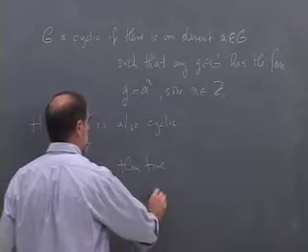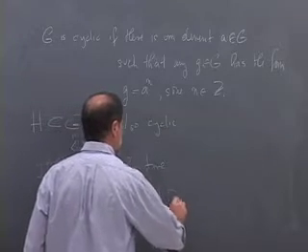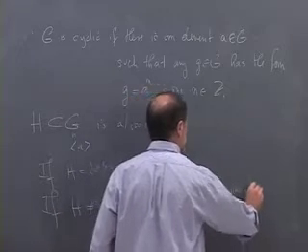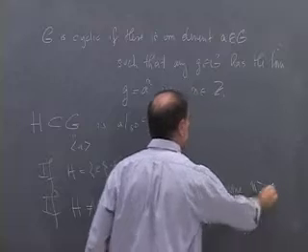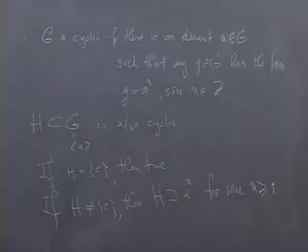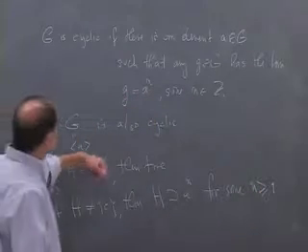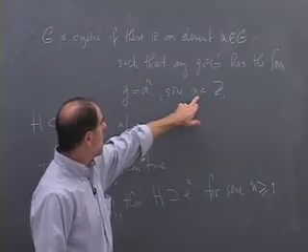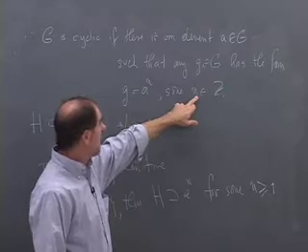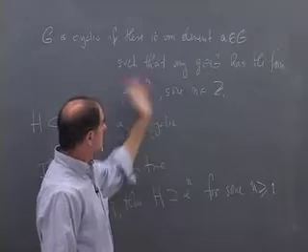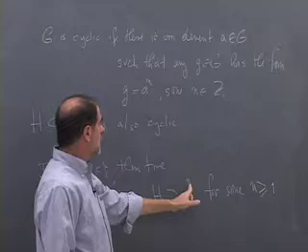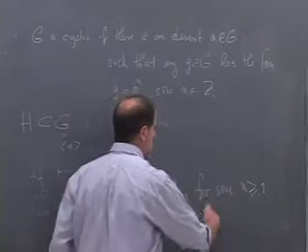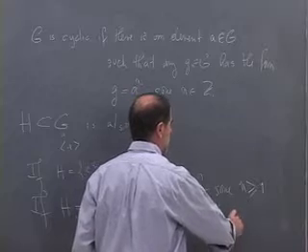then H contains A to the n for some n bigger than or equal to 1. Because if it's not just the identity element, then it contains some power of A for some non-zero integer. And if it contains some non-zero integer power, then by taking the inverse of that element, you can assume that it contains a power of A for some positive integer, taking inverse if necessary.